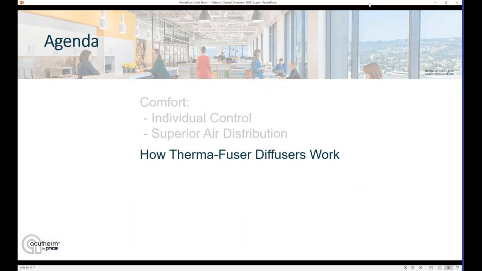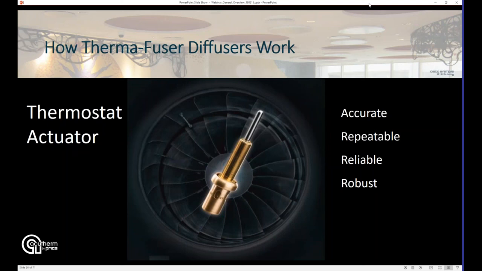So how are we able to do that with a Therma-Fuser diffuser? Let's take a look at how the diffusers themselves operate. Number one, the heart of the diffuser are these thermostat actuators. These are a copper bulb filled with a blend of petroleum distillate waxes. These waxes all melt at different temperatures. When they melt, they produce a strong expansive force that can drive a piston.